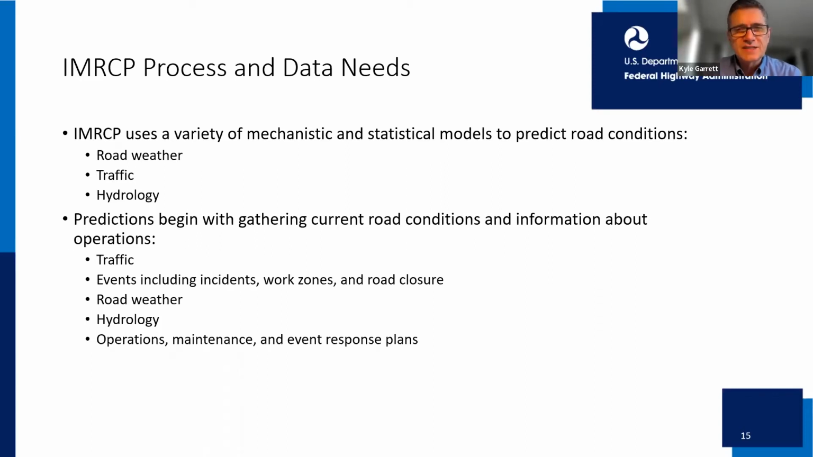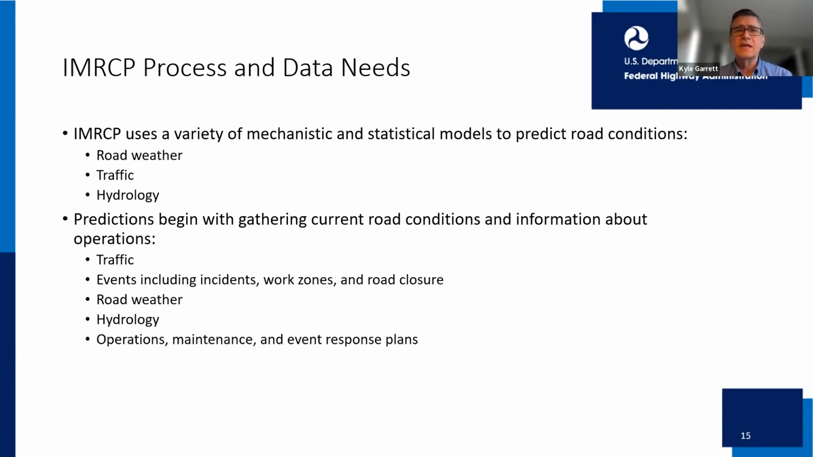So IMRCP is a big data system. It has not just a lot of models for phenomena on the roadways and in the atmosphere and in the waterways. It also has to support all of the data that goes into those models. So it uses mechanistic and statistical models, both for road weather, for traffic, even for hydrology, for streams and rivers, and for that matter, coastal areas that may impact or affect the transportation network.